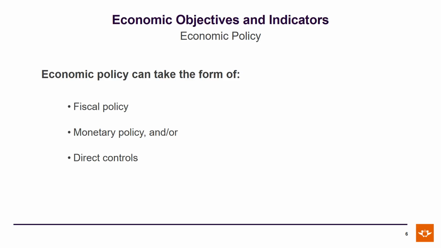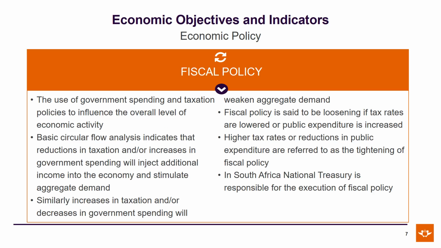Now, economic policy can take one of three forms. It can take the form of fiscal policy, and this is where the government is directly involved. It can be in the form of monetary policy, and this is where the Reserve Bank is involved. Or it could occur through direct controls. So fiscal policy involves the use of government spending and taxation policies to influence the overall level of economic activity.